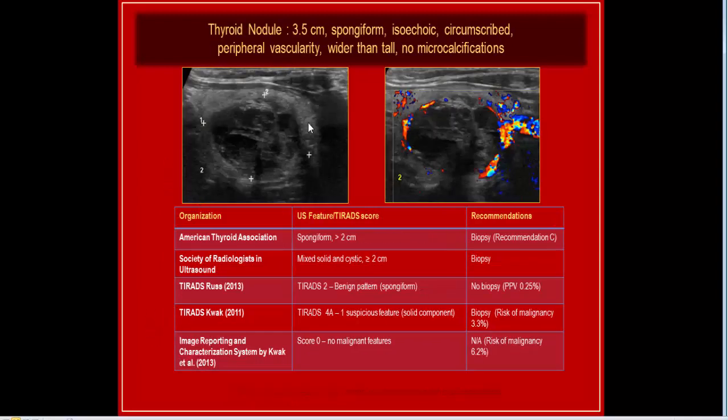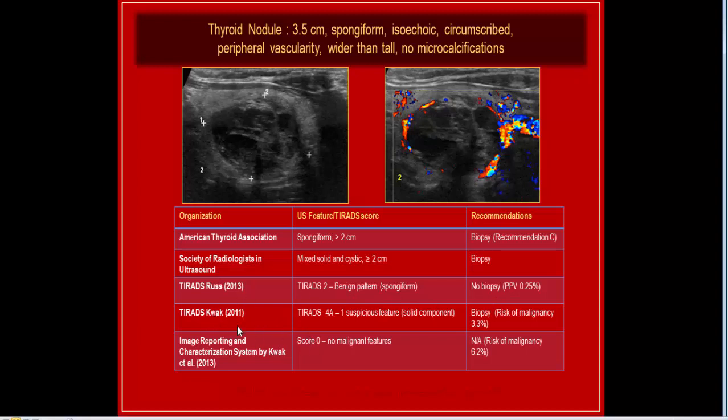Another example: thyroid nodule, 3.5 centimeter, spongiform, isoechoic, circumscribed, peripheral vascularity, no wider than tall, no microcalcification. American Thyroid Association classification for this spongiform nodule more than 2 centimeter: no biopsy done. Society of Radiologists: mixed solid cystic more than 2 centimeter, biopsy. TI-RADS: TR2, benign feature, no biopsy.